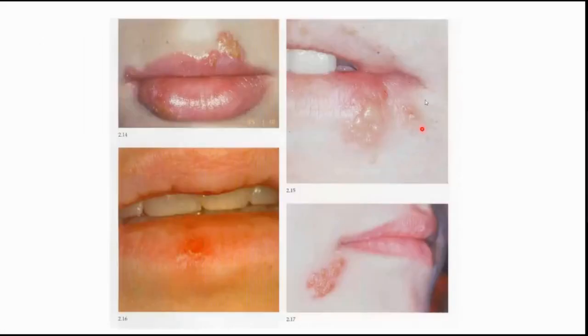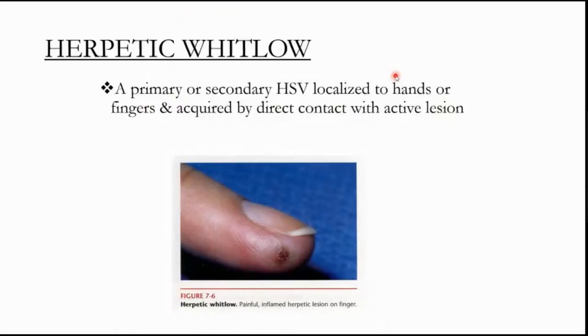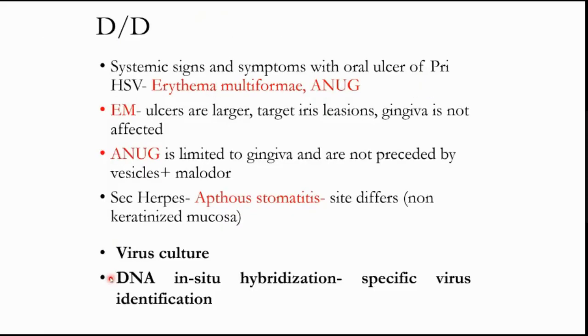So when it occurs on the lip, around the lip, it's called herpes labialis. Please remember, the most important lesion for us as dentists, it's not written here, but it will come as a question for sure. Of course, the most important way you can identify is by doing a virus culture. DNA in situ hybridization is very easy to identify the specific virus.